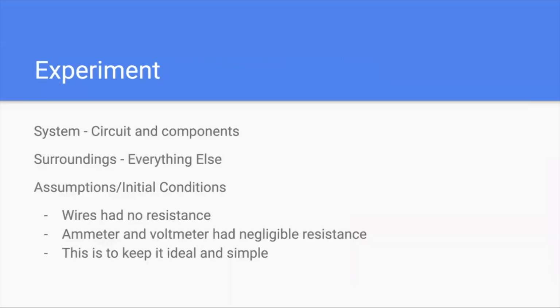Within the experiment, the system was the circuit and its components, and the surroundings is everything else. And some assumptions and initial conditions that needed to be made were that the wires had no resistance, the ammeter and voltmeter had negligible resistance, and both of these assumptions and initial conditions were made to keep it ideal and simple.